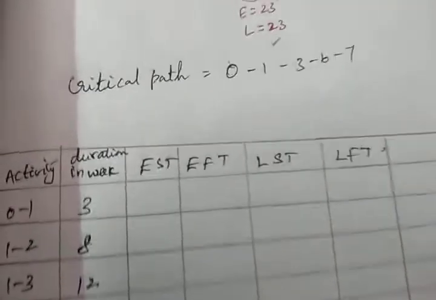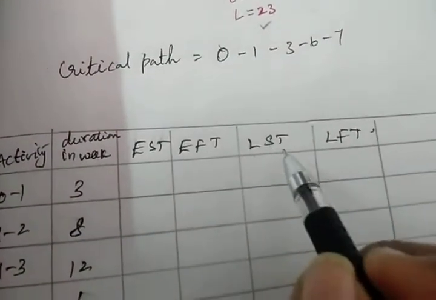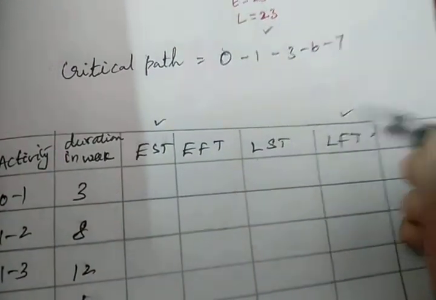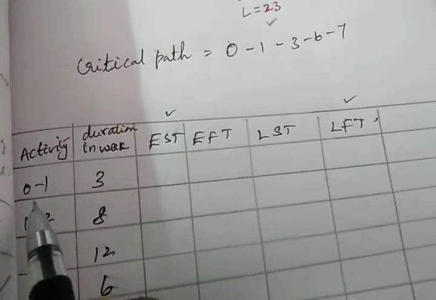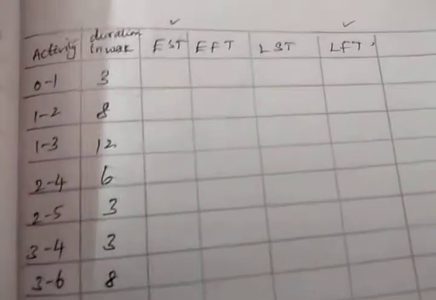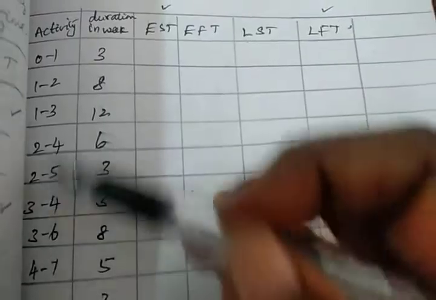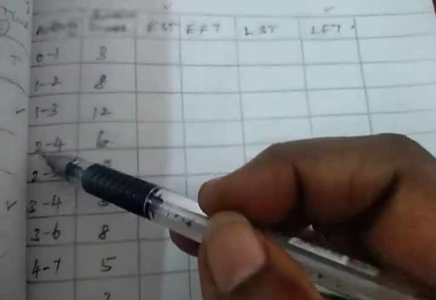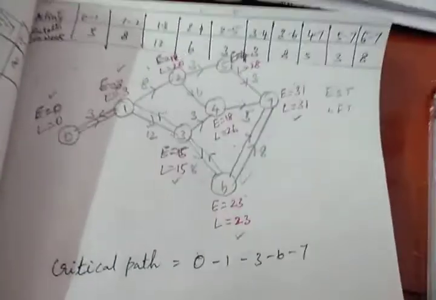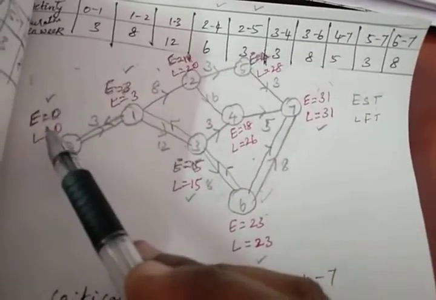Clear? Now let us go for the earliest starting time, latest finishing time, earliest finishing time, latest starting time. First we will be calculating these two columns. You will be filling up this column relating to the network diagram. See the activity, the first activity: 0, 1, 1, 2, 2, 3, 3, 4, 5, 6. You have to relate it to the network diagram wherever there is earliest starting time.